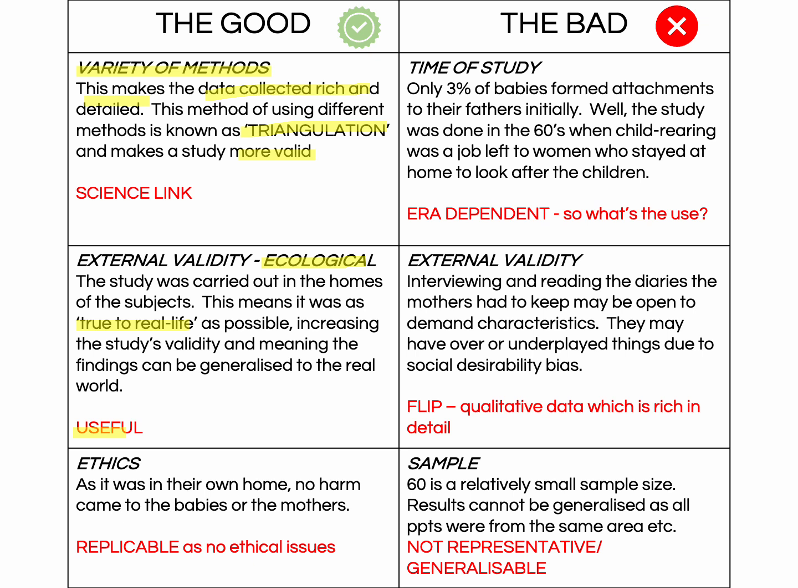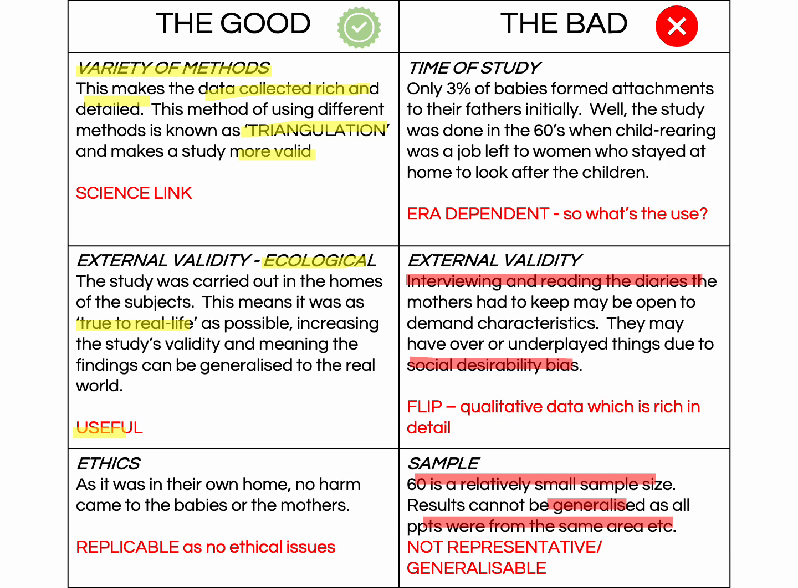However, the interviews with the mothers could lead to demand characteristics, which means there might have been social desirability bias. The mothers might have lied and said, actually, my baby doesn't cry when I'm not there, because they might have thought that's the desirable thing to say. So you're not getting very valid information. 60 is a very small sample. They were all from the same area and social class, so you can't generalise.